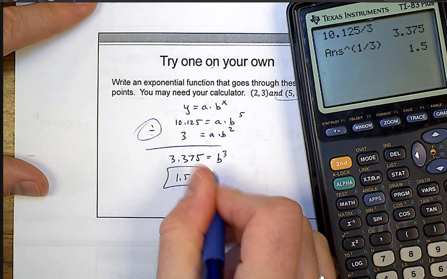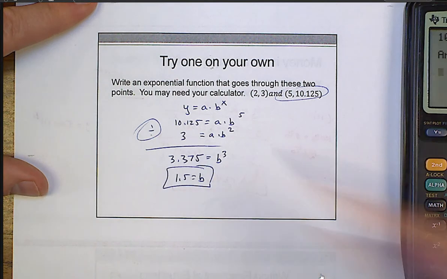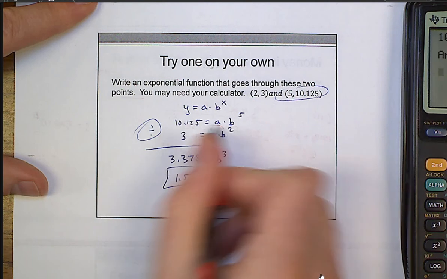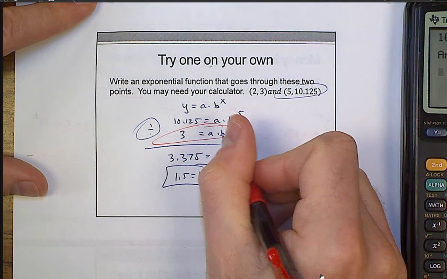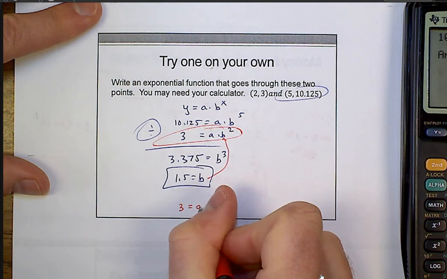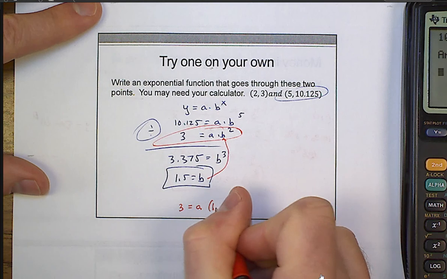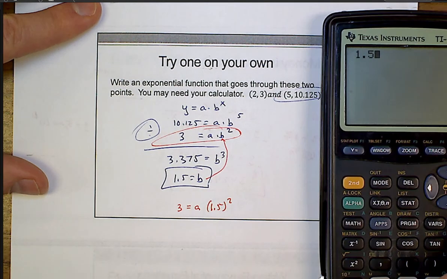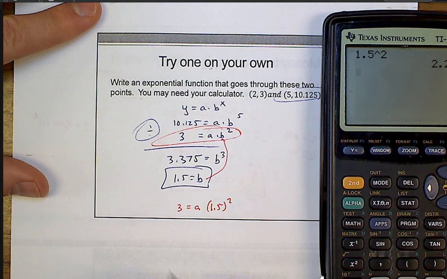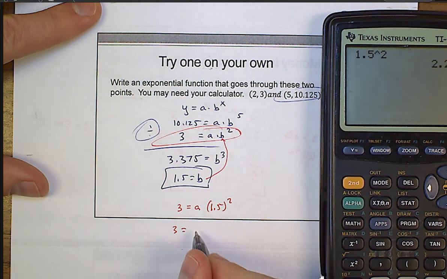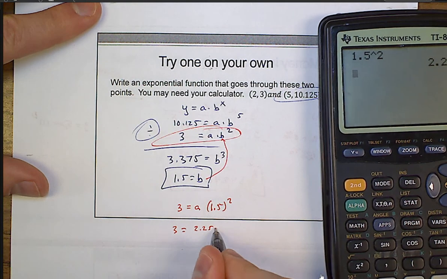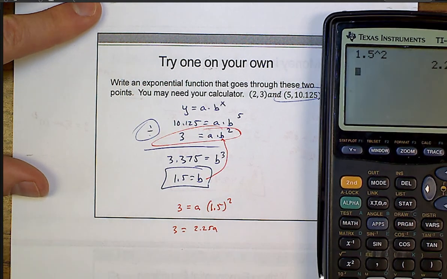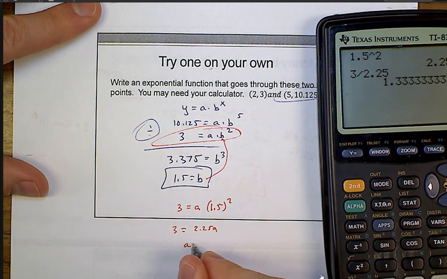And then again, you can plug that back into any of the two originals. I'll plug it into this bottom one here. So I'm going to plug that b in there. I'm going to have 3 equals a times 1.5 squared. So I'm going to square it. And then I'm going to have 3 equals basically 2.25a. So I'll divide both sides by 2.25. So 3 divided by 2.25. And I get a equals 1/3.